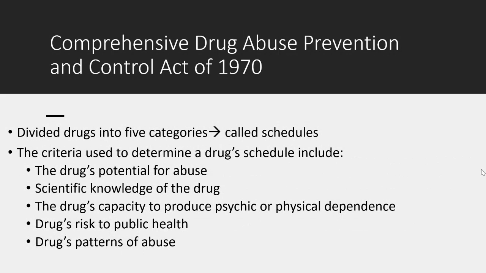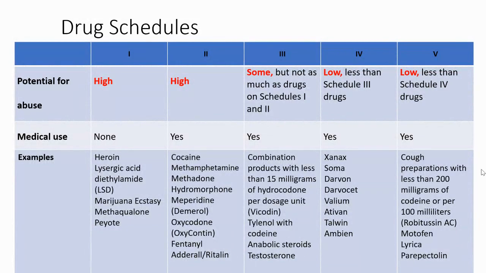All right, going back to the Comprehensive Drug Abuse Prevention and Control Act of 1970. What this did is divide drugs into 5 categories, and these categories are called schedules. And this is the criteria to determine where a drug's schedule labeling goes: the drug's potential for abuse, the scientific knowledge of the drug's capacity to produce psychic or physical dependence, the drug's risk to public health, and the drug's pattern of abuse. And it goes from 1 to 5, 1 being the worst drug out there, and 5 being the least risk drug. So here are the drug schedules, 1 through 5.